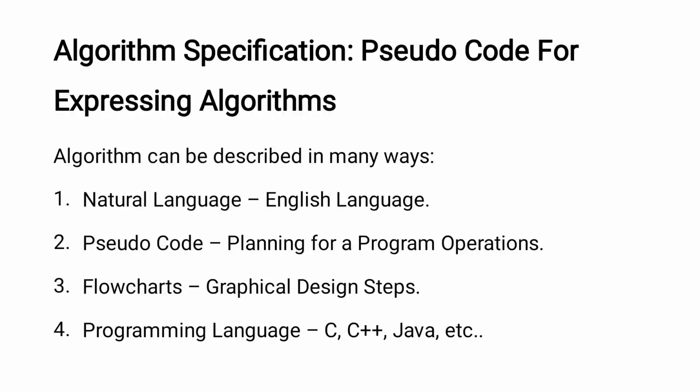And pseudocode is for planning a program's operation. What type of operations you are going to run and what type of specifications you are giving, everything will be described in the pseudocode, that is a step-by-step process. Number three is flowcharts, the graphical design steps, showing how the flow is going to be done. And number four is programming language. It will support C, C++, Java, etc.